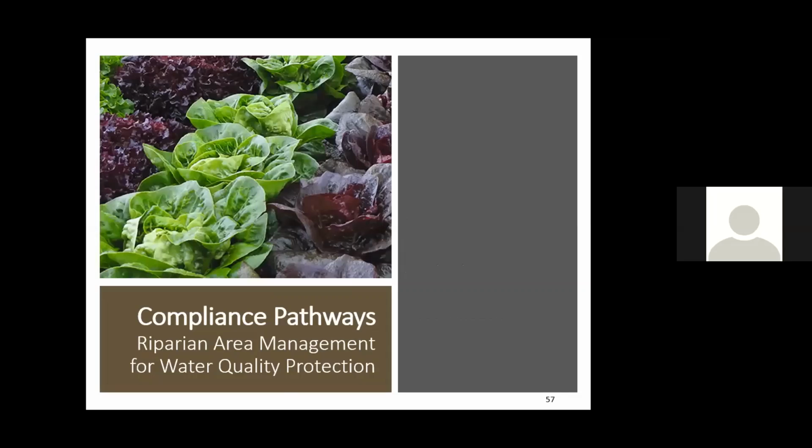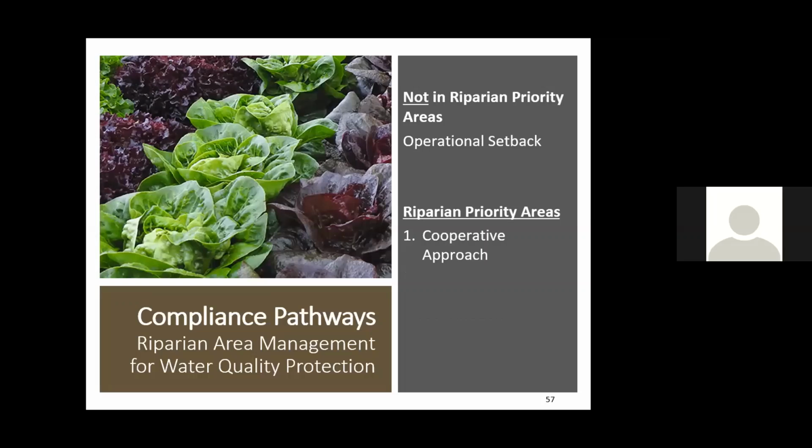So as I mentioned, there's multiple compliance pathways under the order. Operational setbacks are required if you're not located in a riparian priority area. But if you are in a priority area, then you have 4 different pathways. The cooperative approach just requires that you join a third-party program that implements a watershed restoration program. The on-farm setback approach requires that you have an existing riparian setback that meets the requirements in table C.5-1 and 2 of the order, or you establish one on your farm.